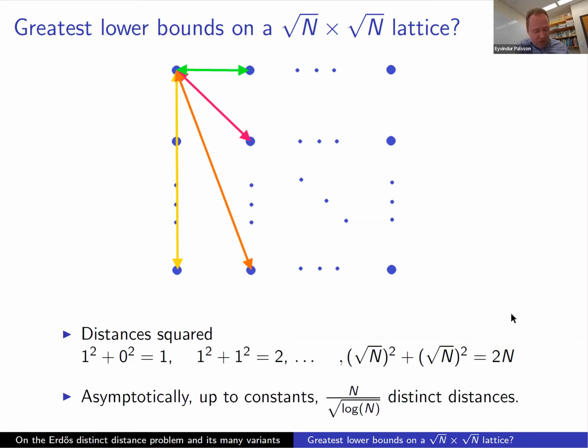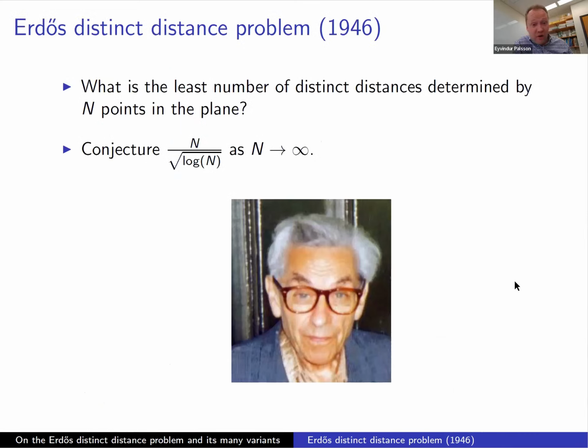And if you do the number theory, then asymptotically as n is going out to infinity, on this list you have roughly about n over square root log n distinct distances. Now, all of this was observed by Erdős, and in '46 he posed his famous distinct distance problem, where he asked, what is the least number of distinct distances determined by n points in the plane, and conjectured asymptotically as n is going up to infinity that it should grow roughly like n over square root log n.